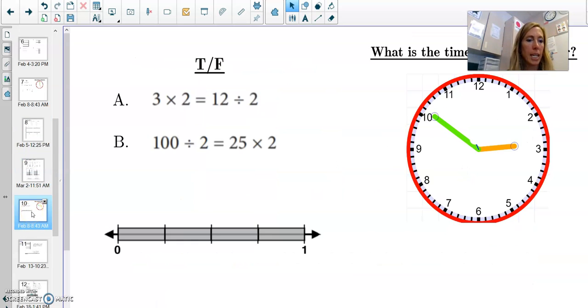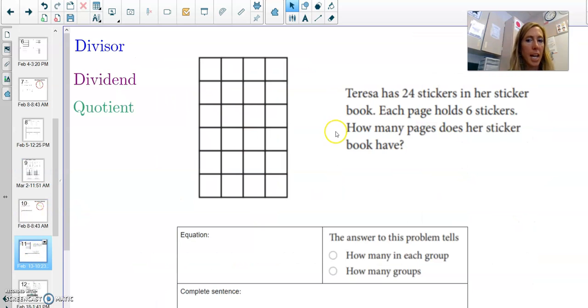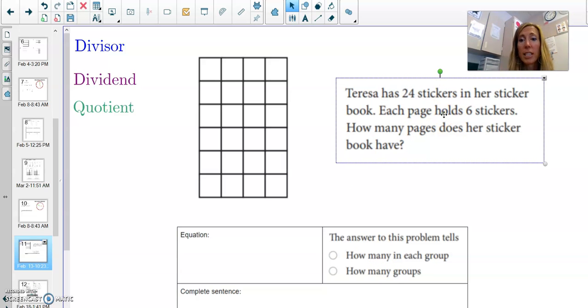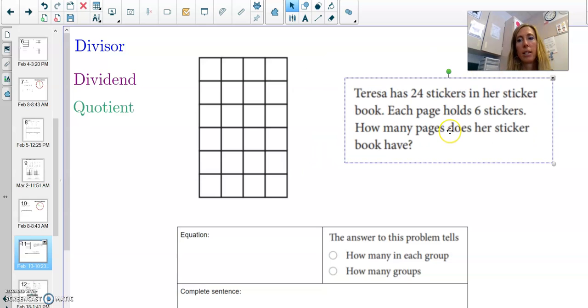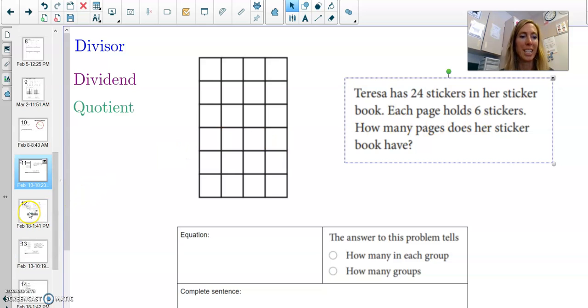Then the next day is going to be warming up again and then looking at the 2 different ways of thinking about division. So you have a situation, which you pretty much are just talking through, about Teresa and acting it out. So if I have 24 stickers and I'm taking those 24 stickers and putting them into groups of 6, I'm putting 6 stickers on each page. How many pages am I going to be able to make, right? How many groups of 6 am I going to actually be able to make?